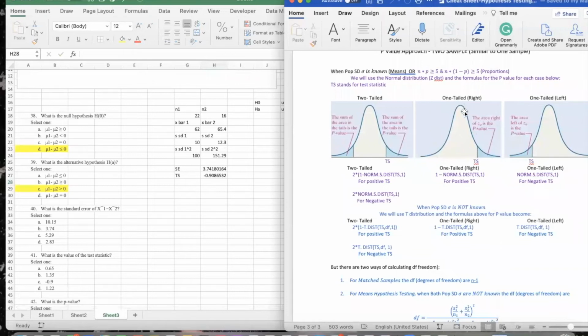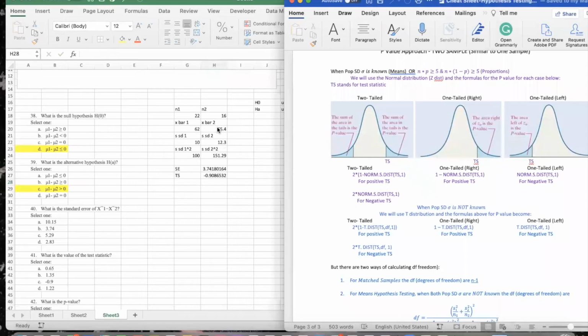Do we have population standard deviation? No, we have sample standard deviation. So that means we have to use this formula down here, 1 minus t dot dist. Okay, so we have our test statistic. That's great. We have that right here. But what is our degrees of freedom? Because this is a 2-sample test, we can't just do n minus 1. Which n are we supposed to use?